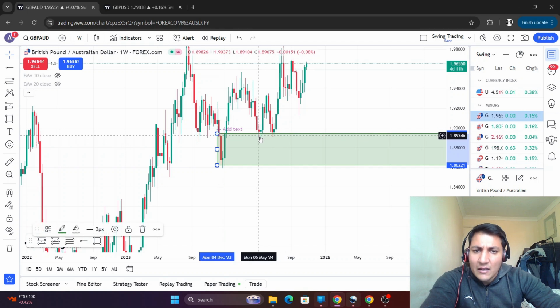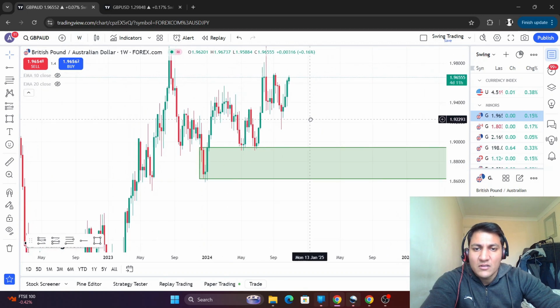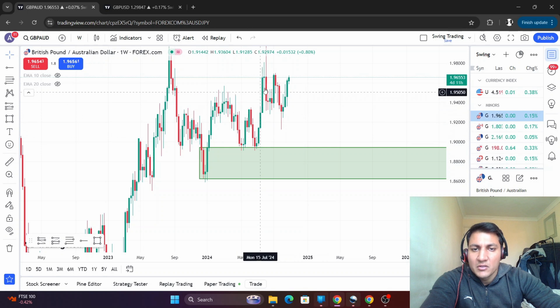Can you see how we kind of wick into here? A few candles, we wick into here, and then we instantly shoot off. You guys see that? We wick into it, and we instantly shoot off on the weekly chart. So this is the higher time frame order flow, and this is telling me there's a lot of bullishness to this price action.